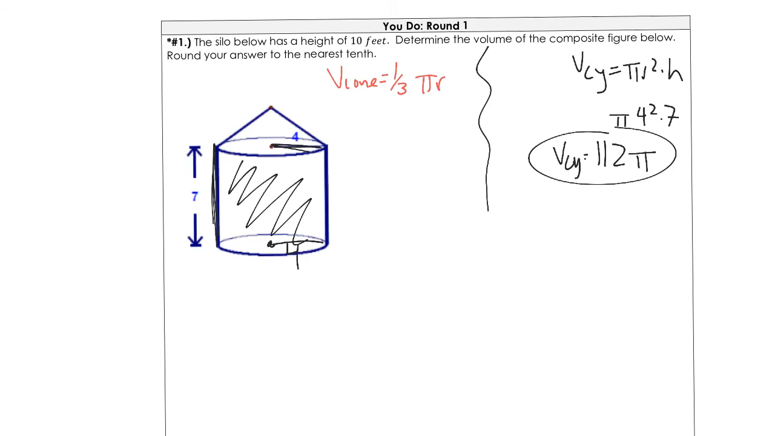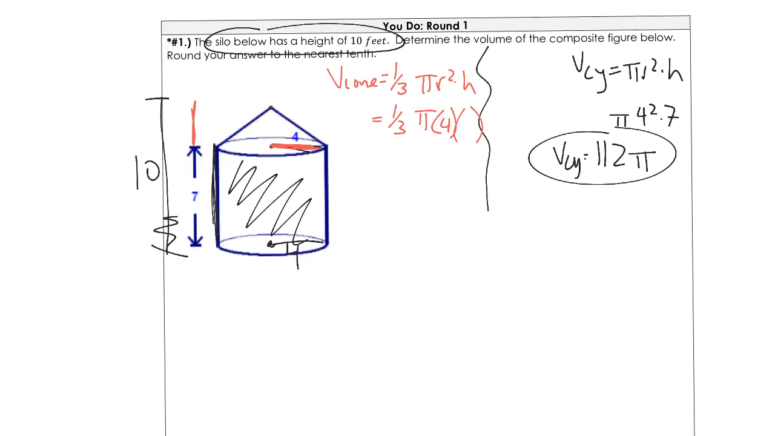That's a third pi r squared times height. Well, I see my radius of the cone is 4. So it's 1/3 pi r squared times the height. But I don't see a height for my cone. In the question, they told me the silo has a height of 10 feet. So the whole thing has a height of 10. So now I see that this part is 7 for the cylinder. So the height of the cone must be 3, because 3 plus 7 is 10 total feet. So I'm going to use that 3 as my height.